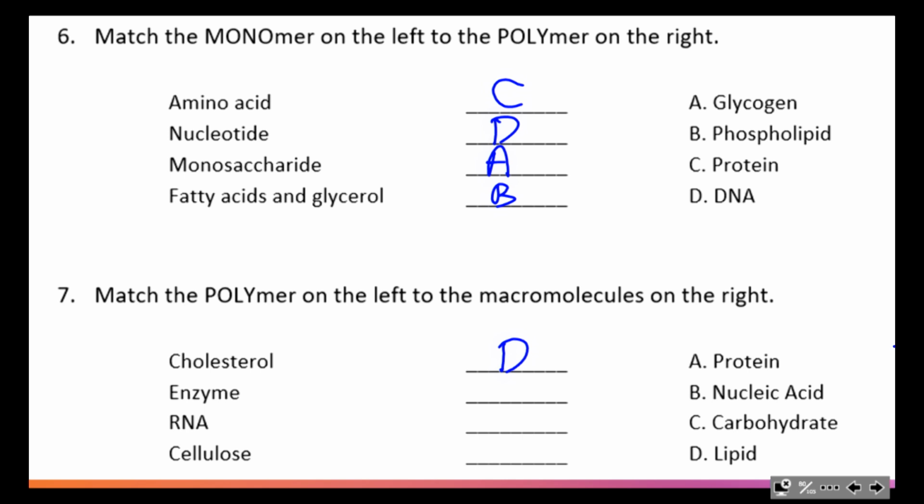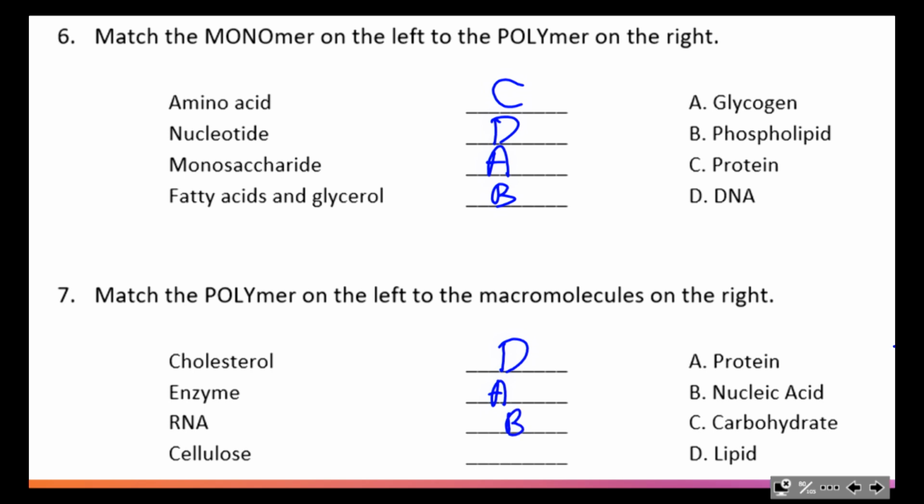Next one up is enzymes. Does anyone remember what type of macromolecule an enzyme is? This one's really important. I need you to remember that enzymes are a type of protein, so letter A for this one. All right, RNA, there's a hint in the name. What does RNA stand for? RNA stands for ribose nucleic acid. So that one, once I say the whole word, it's easy to see how that one's going to be letter B.